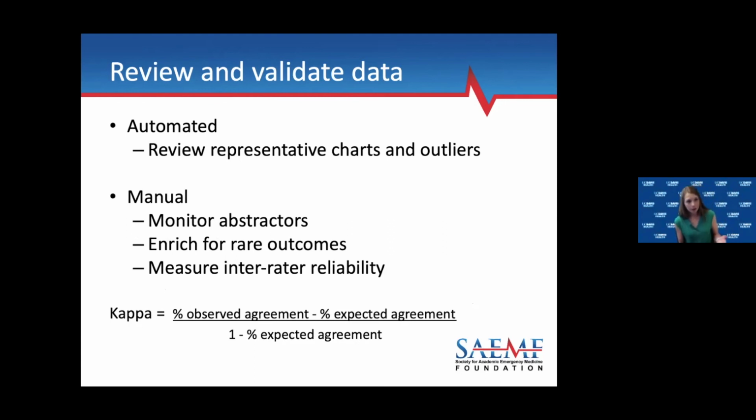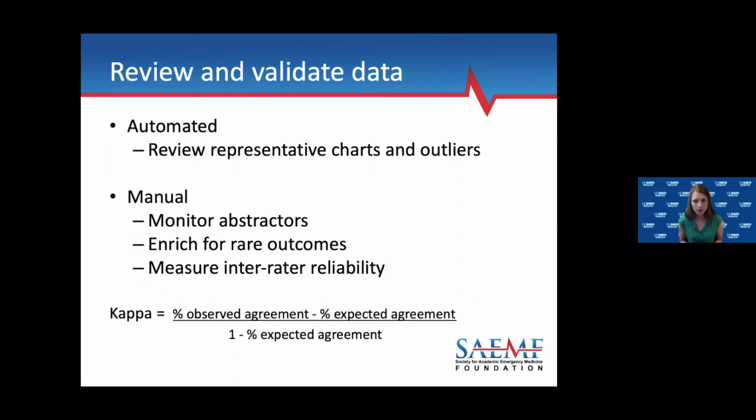In automated chart review, I mentioned that you'll want to review representative charts and outliers to validate the data that you are given. And then in manual chart review, you'll typically want to formally measure inter-rater agreement when you have 2 or more raters. While many approaches exist, the most common is the kappa statistic. So this really measures agreement between reviewers beyond what is expected by chance alone.